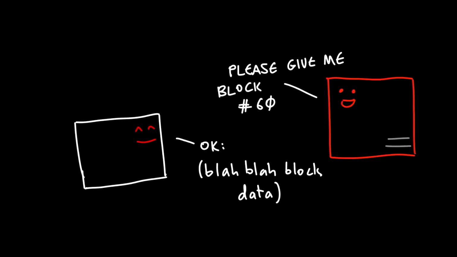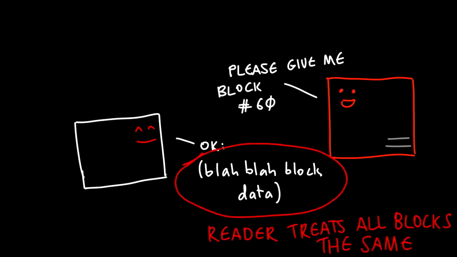Well, normally readers will say, please give me block 60, the one with the magic 8 bytes in, and the card will give the block data. The reader has to treat all the blocks the same because it doesn't necessarily know what the content of the data is. It just needs to pass it on to the back end. It can't make any assumptions about the data.